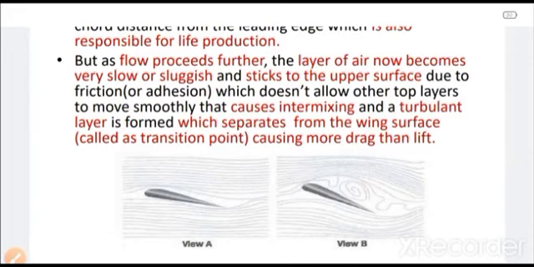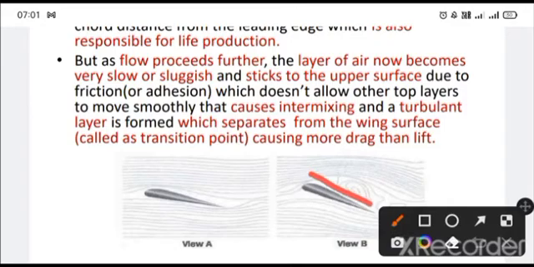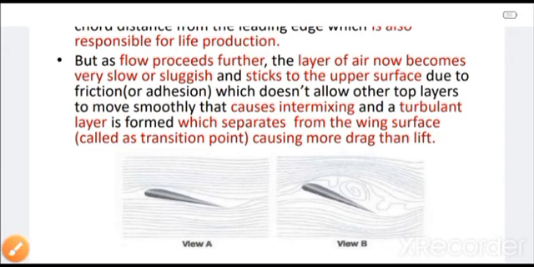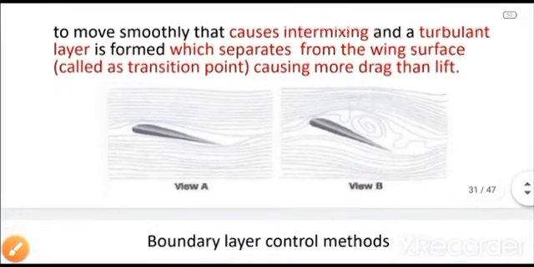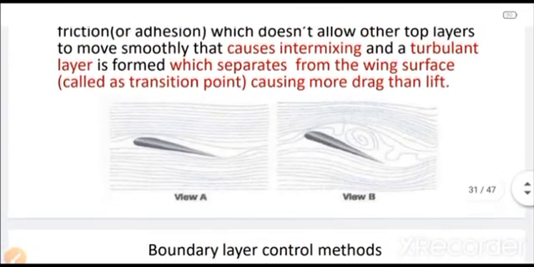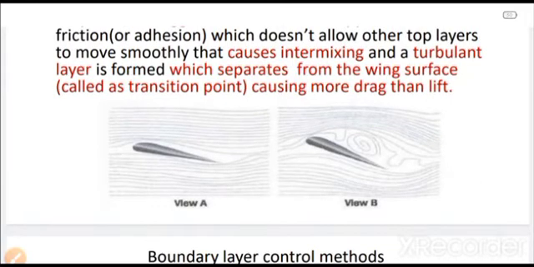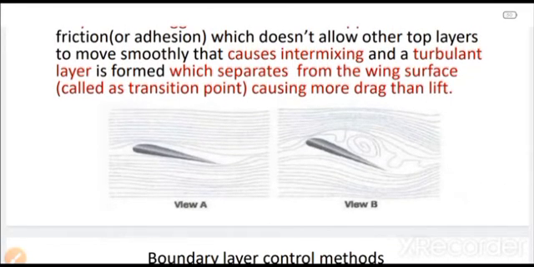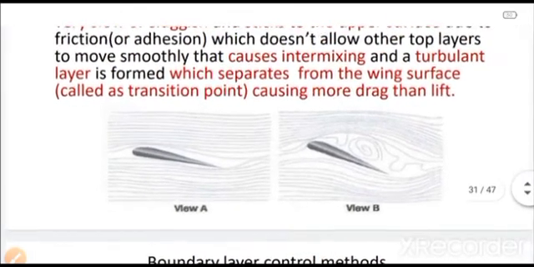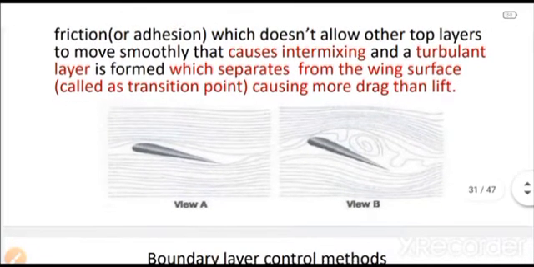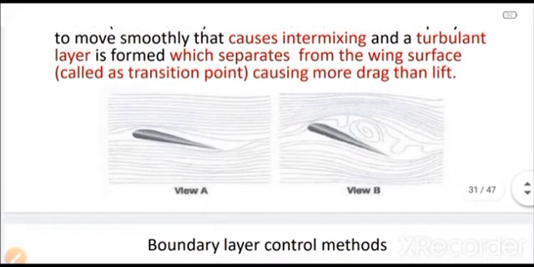and thereby what happens is that it does not allow the other top layers to proceed further. If there is a very slow flow passing over the surface, that will also retard the speed of the other top layers, and the top layers will also become very slow. So that causes the creation of the boundary layer, okay. That particular slow stream of layer needs to be moved with proper energy, and those techniques which we will utilize to move that sluggish air are called boundary layer control, which we will be studying next, along with their methods.